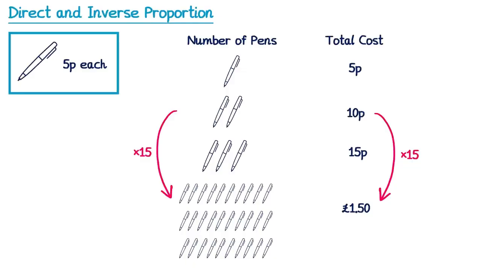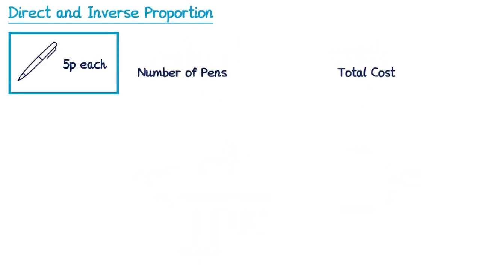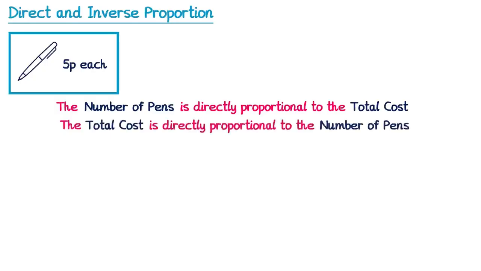You can also do this in reverse. So if you went from 30 pens down to 3 pens, you would divide by 10. Here you would divide the cost by 10, so £1.50 divided by 10 gives you 15. When two things are related in this way, we say they're directly proportional. So for this one we could say, the number of pens is directly proportional to the total cost. It also applies the other way around. The total cost is directly proportional to the number of pens.